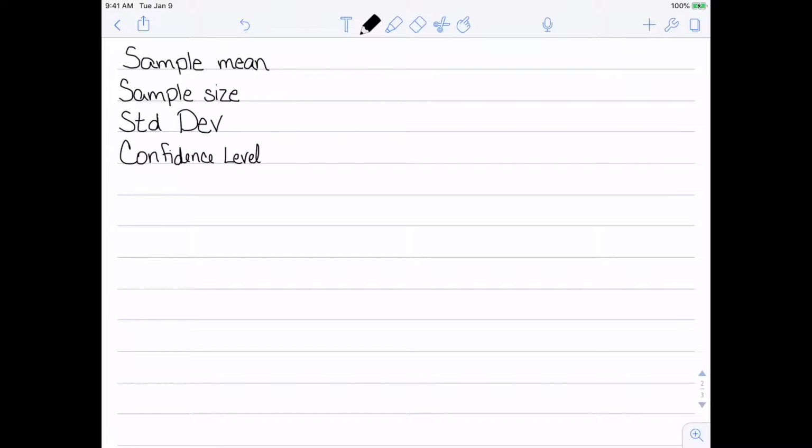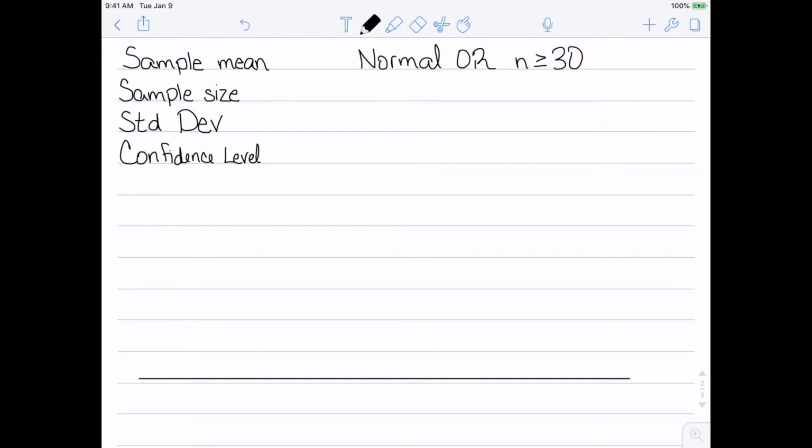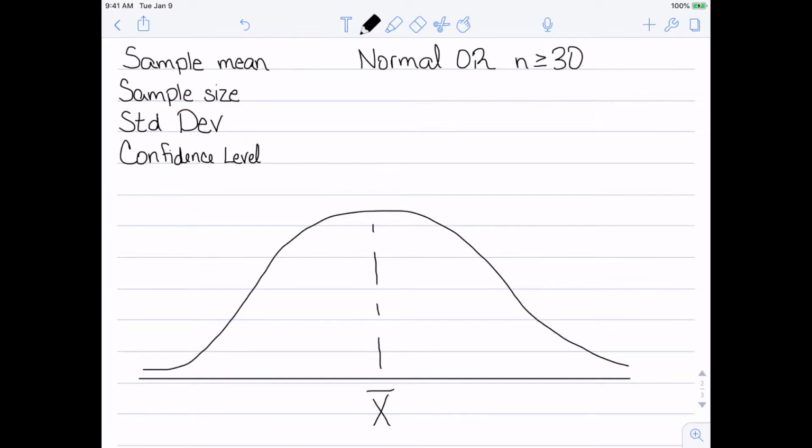One other thing that we will need is we do need the central limit theorem to hold. So it does need to be normally distributed or a sample size greater than or equal to 30. Because the central limit theorem is holding, we know the sampling distribution will be approximately normal, so we will be using the normal curve. We're essentially going to put the sample mean x bar right here at the center. The sample size and standard deviation help me define exactly which curve I'm looking at. And then my confidence level is going to be something like 90%, 95%, 99%.